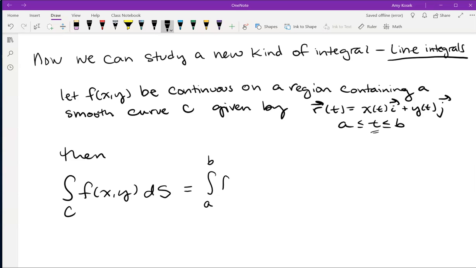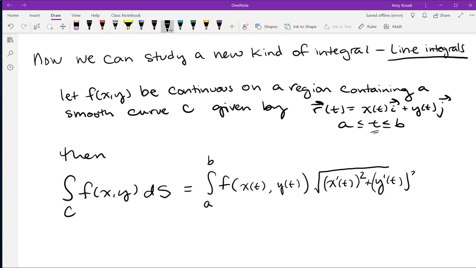So we're first going to, in the function f, replace x with that x of t component. We'll replace y with the y of t component. And then we're going to multiply this by the square root of x prime of t, quantity squared, plus y prime of t, quantity squared. And this whole integral we're going to take with respect to t.